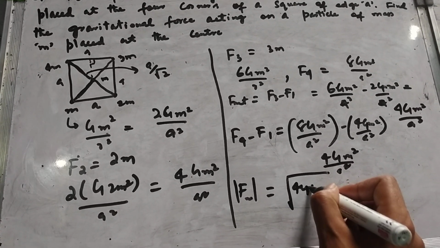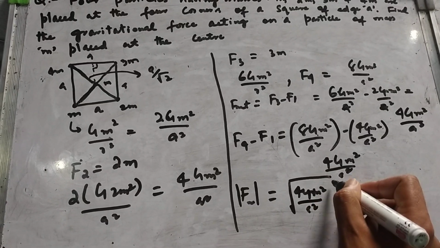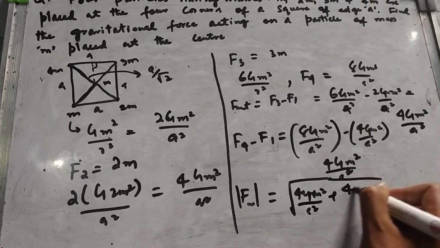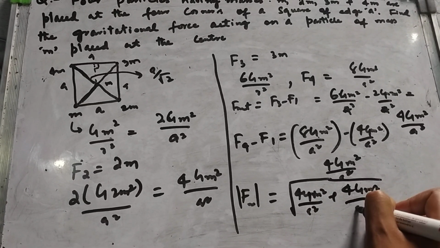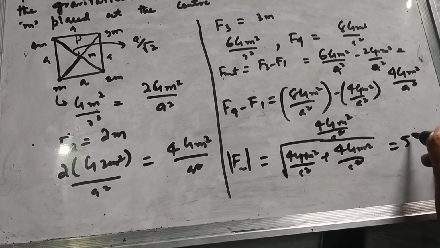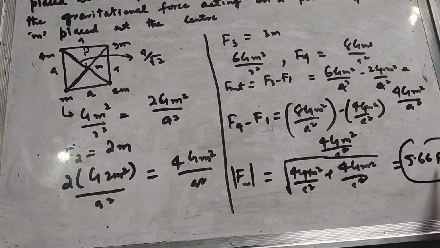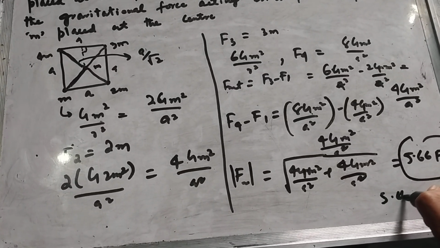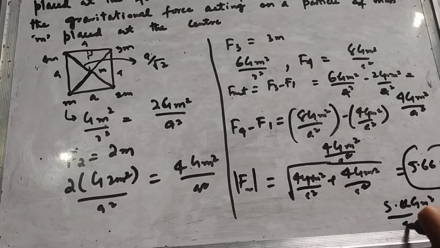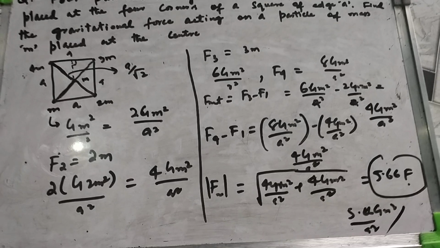4GM square upon a square plus 4GM square upon a square, which is equal to the final result, and this will be the force. You know the value of the force is 5.66 GM square upon a square. This is the force. This is the final result of this question.